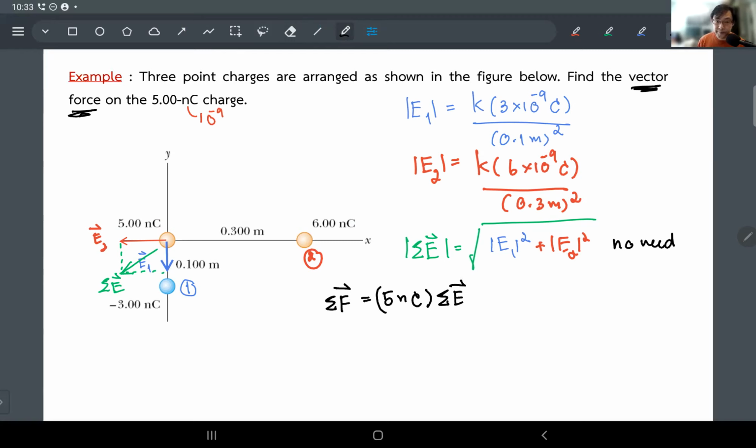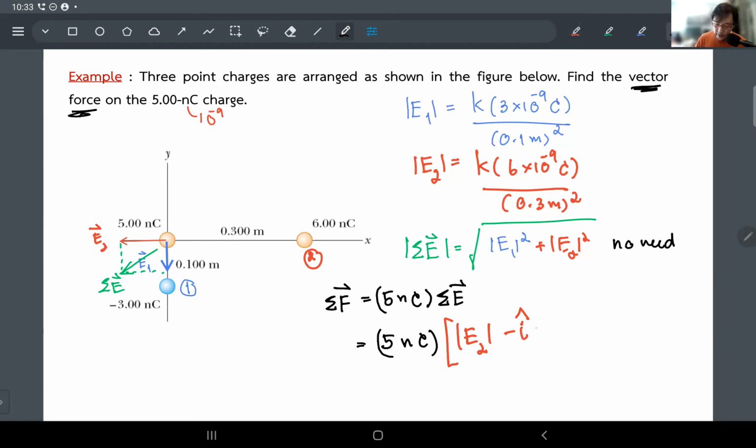You guys with me? Simple. Force is charge times field. That's it. And what I can do is just say it's 5 nanocoulomb. I can start with the red because the red is already in the x direction. So I'm going to plug it in here. I'm going to say E2 negative i hat, because E2 is pointing to your left. So I'm just going to use the unit vector that is pointing to your left.